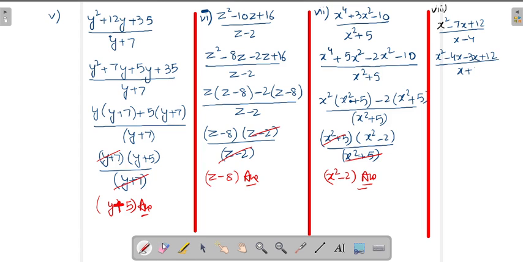The denominator is x minus 4. Now take the common from the upper part. So x is common, so x minus 4, and from the last two terms minus 3 is common, so it will be x minus 4, and the denominator is x minus 4. Now take x minus 4 common, so the left term is x minus 3, and the denominator is x minus 4. Now next step, these two terms will be cancelled out and the left term is x minus 3.